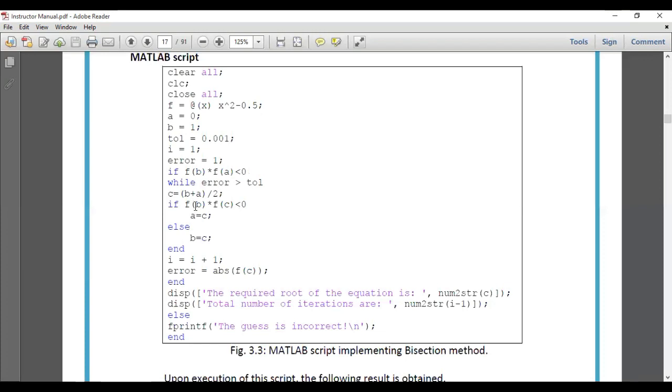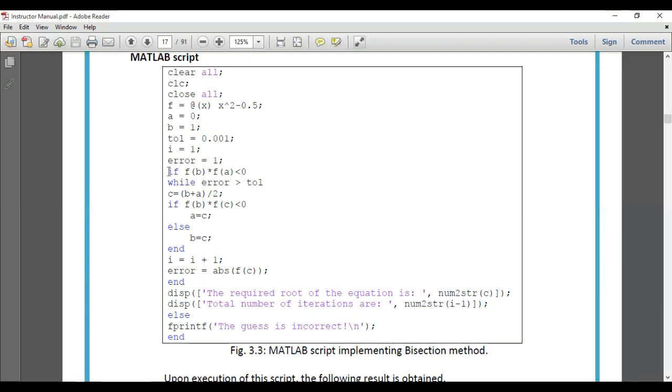And otherwise, if f of b multiplied by f of c is greater than 0, it means the solution exists between points a and c. So in that case, we will discard point b and we will assign the value of c as the new b point. With every passing iteration, we are converging our range, and in each iteration we are also calculating the value of the function. And if the value of the function becomes less than the tolerance, then we will terminate our loop and we will display the root of the equation.